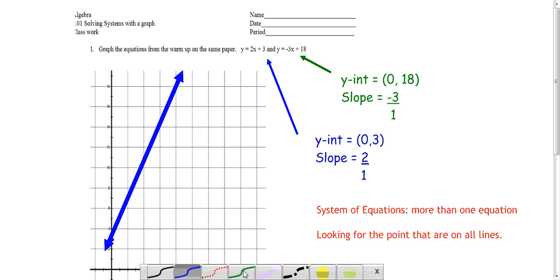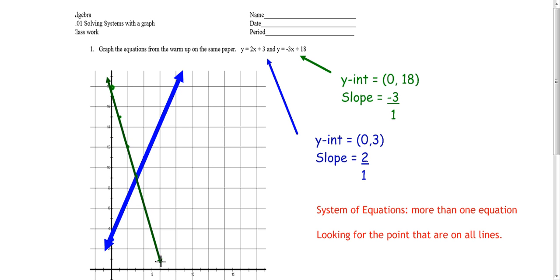So for that, you're going to start up here at 18, and you're going to go down 3 to the right 1, down 3 to the right 1, down 3 to the right 1. And then you're going to draw the line again.